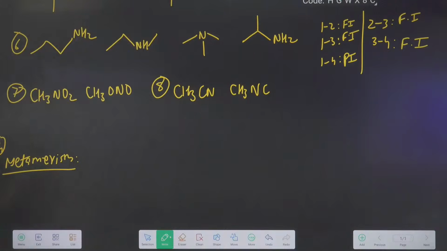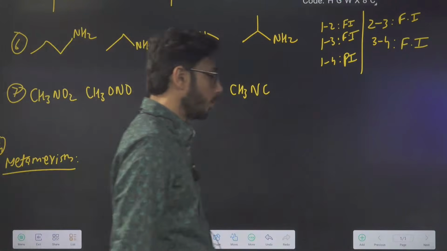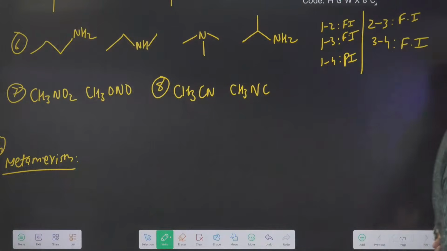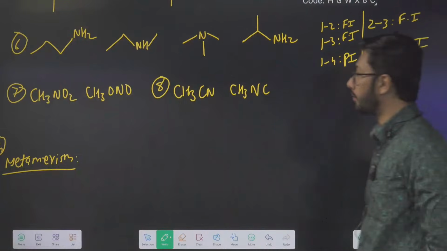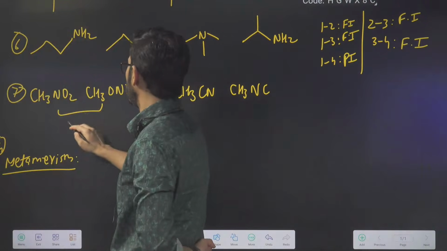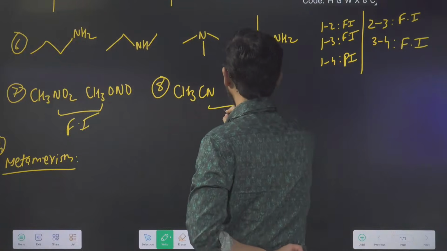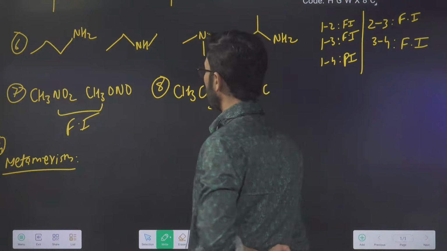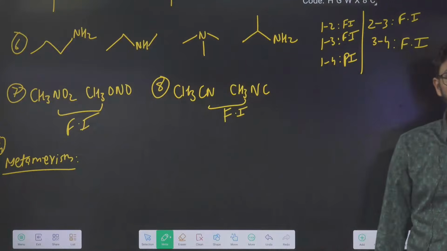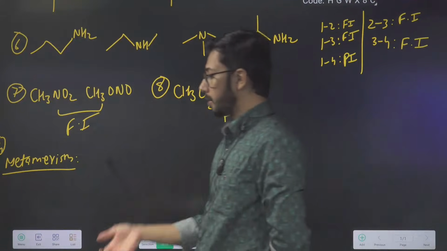Clear? Done? Then next two, one is methyl nitrite, the other is nitromethane. Both are treated like functional isomers. Next one, methyl isocyanide and methyl cyanide. They are treated like functional isomers. Then next one is metamerism.